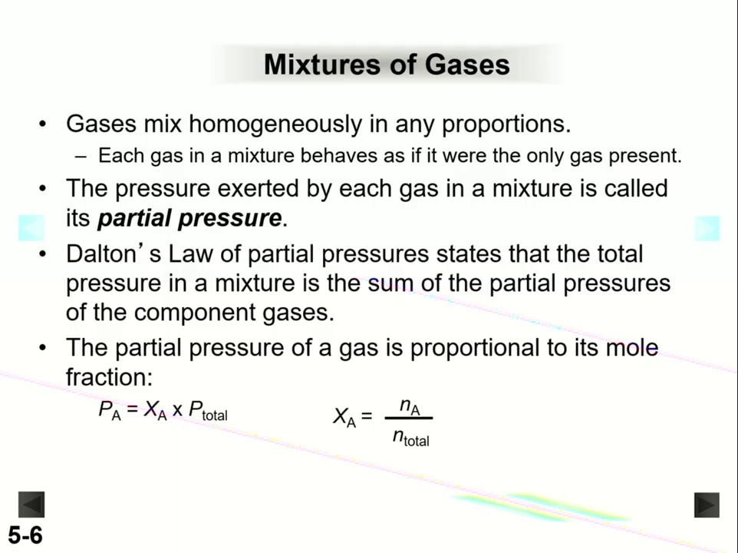Dalton's law of partial pressure states that the total pressure in a mixture of gases is the sum of the partial pressures of the component or individual gases. And the partial pressure can be written down as shown in the equations below. The pressure of gas A would be equal to the mole fraction, that is X sub A, of gas A, multiplied by the total pressure. And the mole fraction is simply the number of moles of a given constituent divided by the total number of moles in that system.